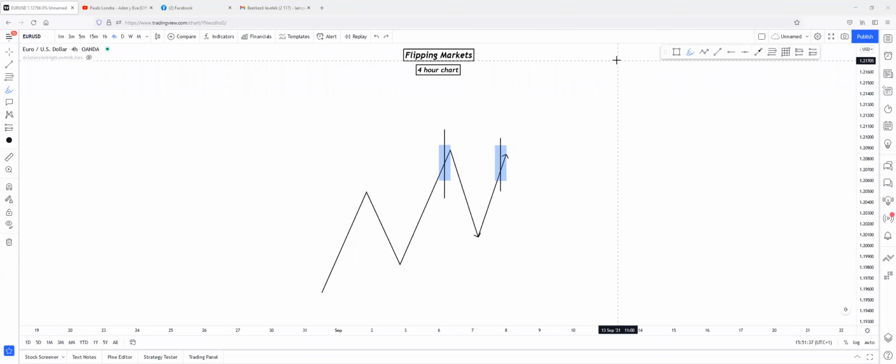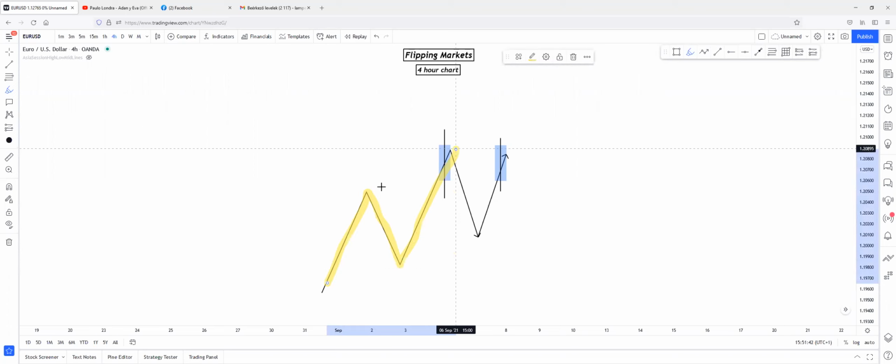Okay, so let's see an example for the body and the wick closures. In this region, price is moving in an uptrend, creating a series of higher highs, higher lows, higher highs, higher lows. This was our last high point. If this high point breaks, break of structure will happen to the upside. This is our last higher low point. If this breaks, a change of character will happen to the downside.